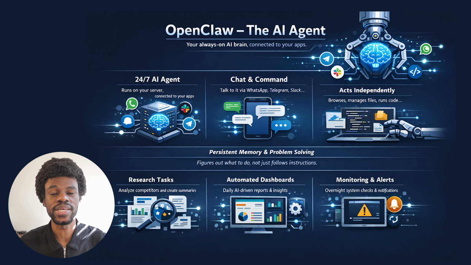However, if we look at OpenClaw, this is an AI agent. OpenClaw is a completely different animal. It's not a workflow builder. It's an AI agent with a single AI brain that runs on your server 24/7 and is connected to your apps with persistent memory and the ability to take action on its own.